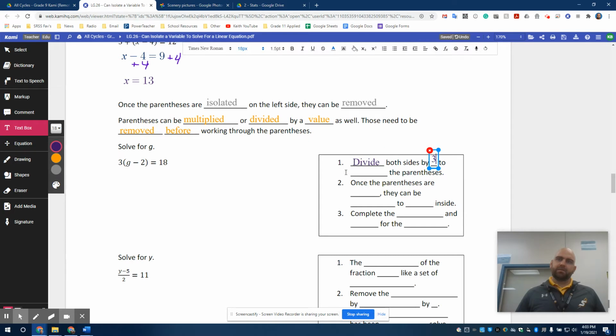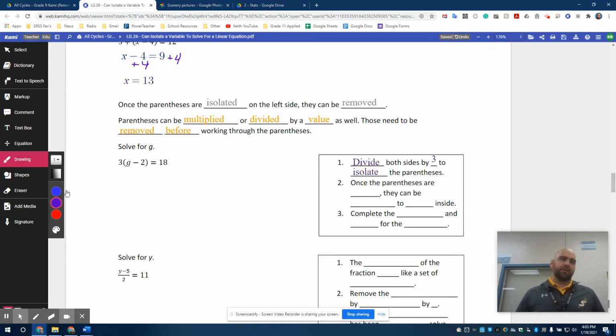Okay, and that is going to isolate the parentheses. So we're going to divide both sides by 3. Now I'm going to go through and do that here. I'm going to divide this whole side by 3, and we're going to divide this side by 3.